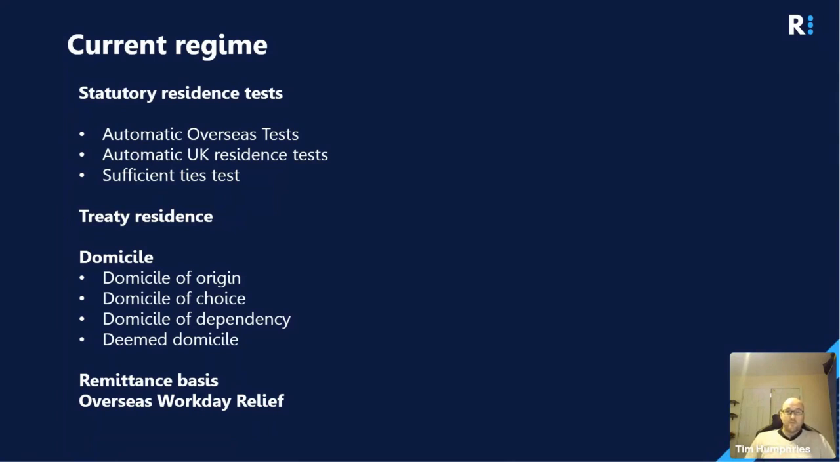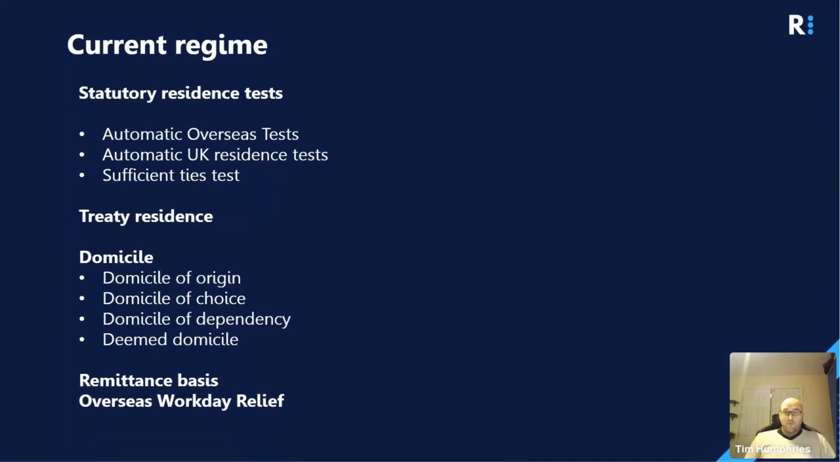So the current position under the statutory residency tests, we have a number of tests that need to be considered, and they have to be considered in the order shown on the slide there. So you have to look at the overseas test first, the UK residence tests, and the sufficient ties tests. There are a number of tests involved in looking at your residency, but as a basic rule of thumb, if you are here for more than 183 days in the UK, when I say days, that means midnights, then you'll be treated as UK resident.